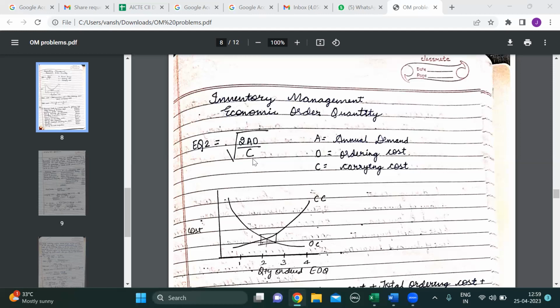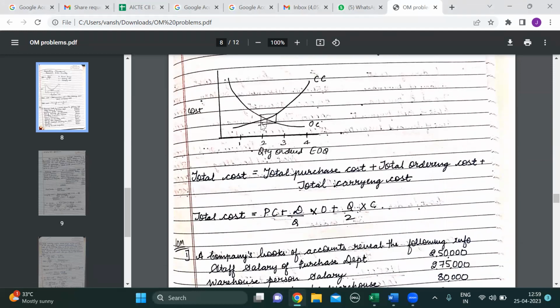So economic order quantity says it is that level of quantity where your ordering cost and carrying cost meet or intersect. So if you look at the graph below, where they're intersecting, that quantity becomes the economic order quantity. Otherwise, if you go on ordering more and more quantity, your ordering cost will come down because number of orders will be less. You're ordering a huge quantity, but the carrying cost will increase. If you order less, then your ordering cost will be high, but your carrying cost will reduce because you're carrying less quantity. So EOQ tells you how much quantity you should order.